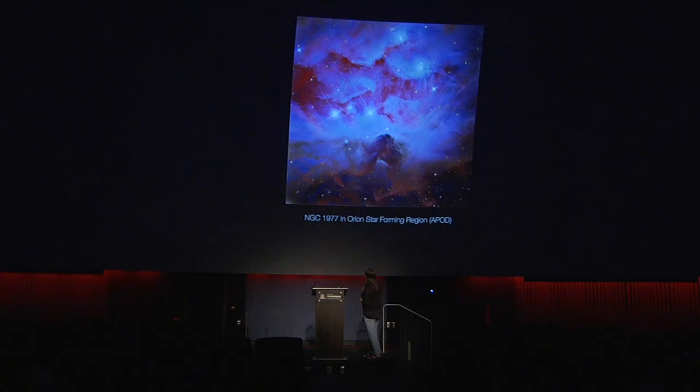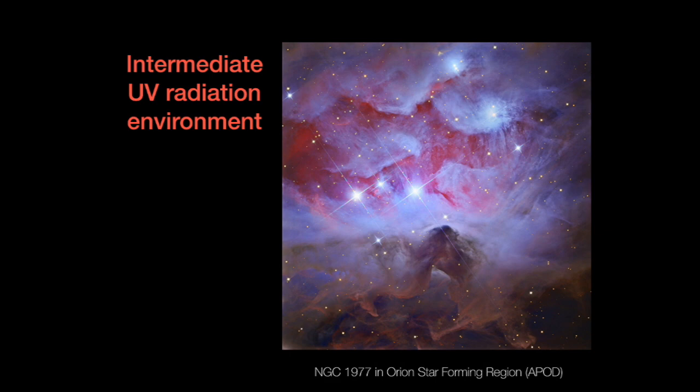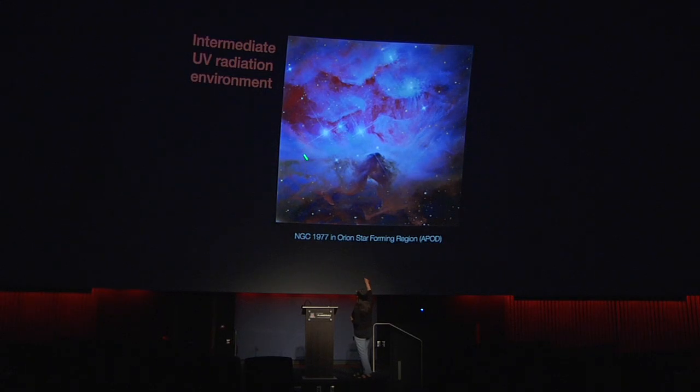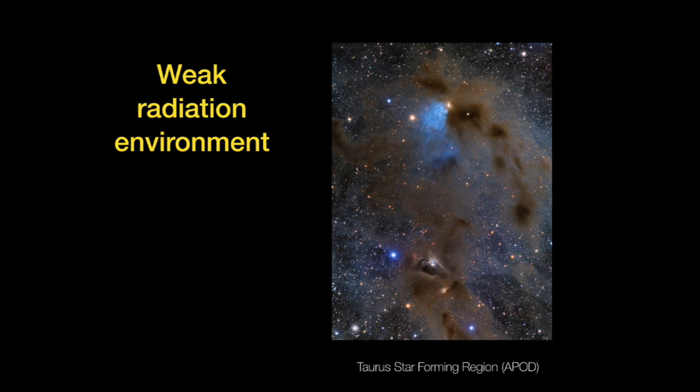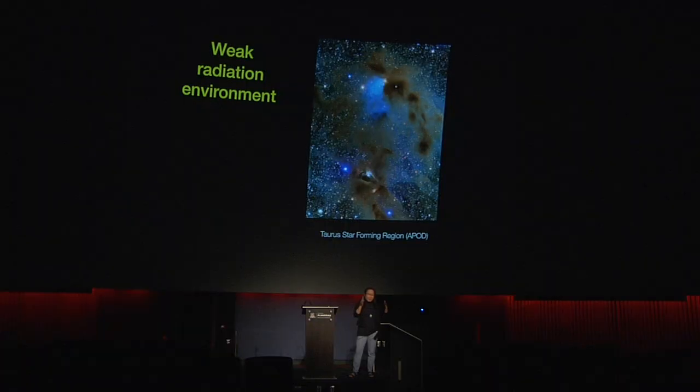This is the Running Man Nebula, actually taken by Adam Block here at the Lemmon Sky Center. This is an intermediate UV radiation environment, because the massive stars here are B stars and later. There's no O star in this region. Nevertheless, it has B stars. And this is Taurus. Taurus is a very weak radiation environment. It doesn't have O and B stars. So in harsh, intermediate, and weak environments, we think young planet formation and disk evolution could be different. Disks are where planets form. A lot of people are working on comparing stellar properties.